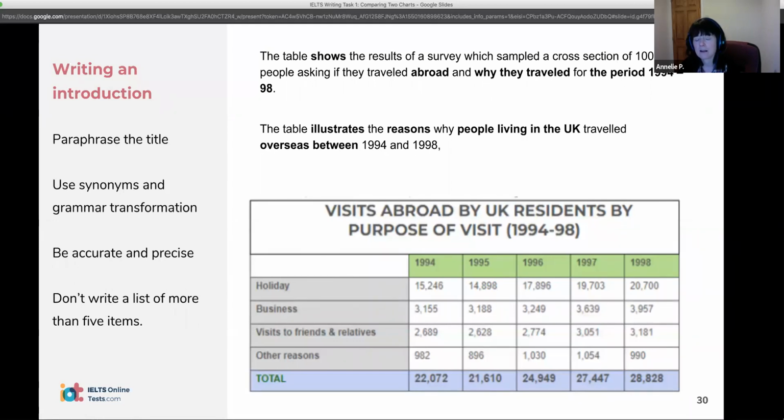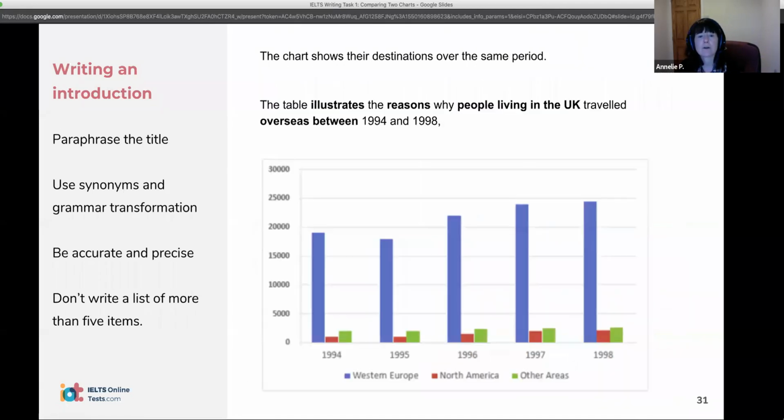So that's the table. We talk about the table first, then we add information about the bar chart. So again, looking at what's given in the task, what word could we turn into a different word? Where can we use our synonyms with the chart shows their destinations over the same period?